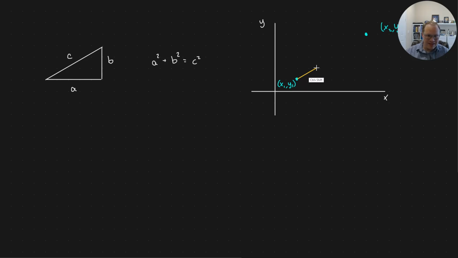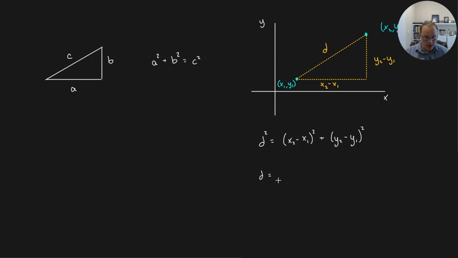I can find the distance between these 2 points by thinking about it as a triangle. The change in x, going from x1 to x2, is x2 minus x1. The change in y, going from y1 to y2, is y2 minus y1. So the distance squared would be x2 minus x1 squared plus y2 minus y1 squared, using the Pythagorean theorem. And if I want my distance, which I know is a positive quantity, it'd be the square root of that.